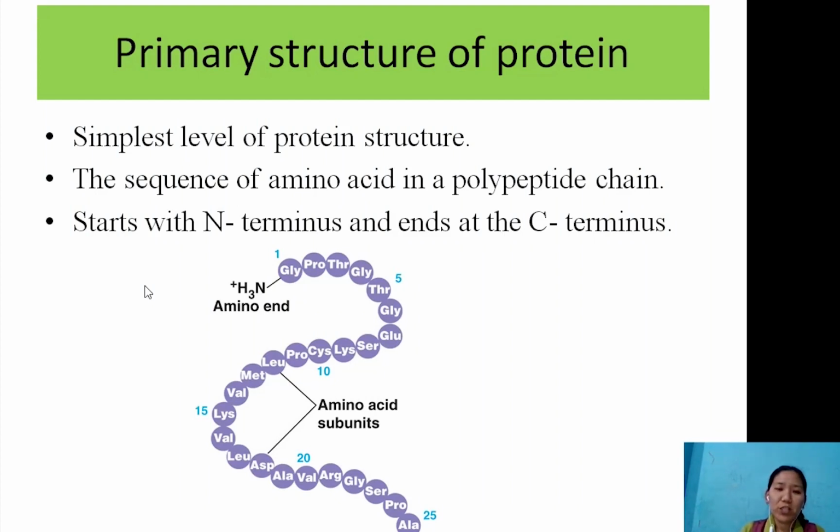It's the first level of protein structure. It's very simple. It just deals with the sequence of amino acids in a polypeptide chain, or you can say, the order of amino acids. What is the first amino acid, what is the second amino acid, and so on. So this is a simple structure of the primary structure of the protein. Here you can see that it starts with the N terminal and ends at the C terminal.